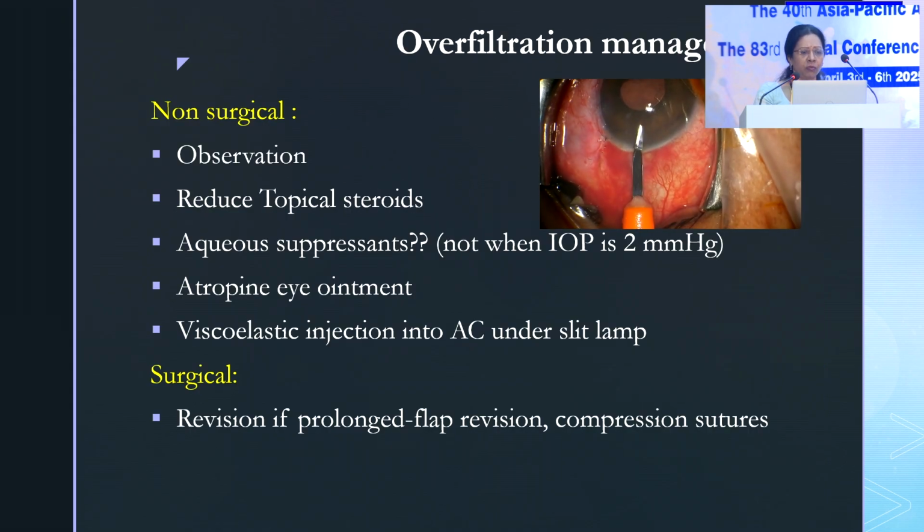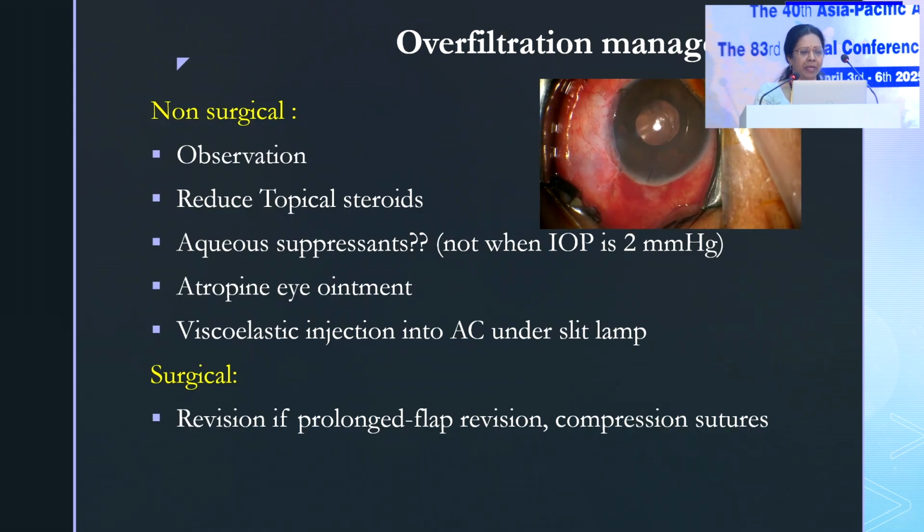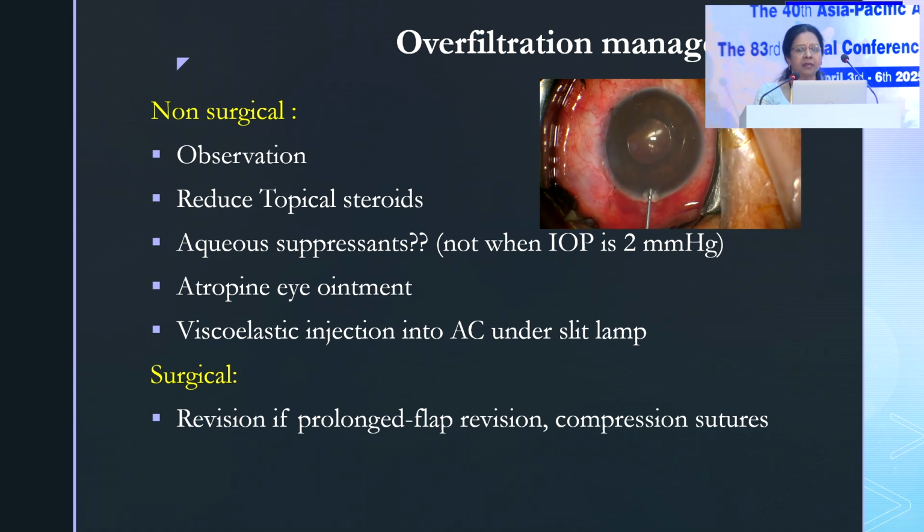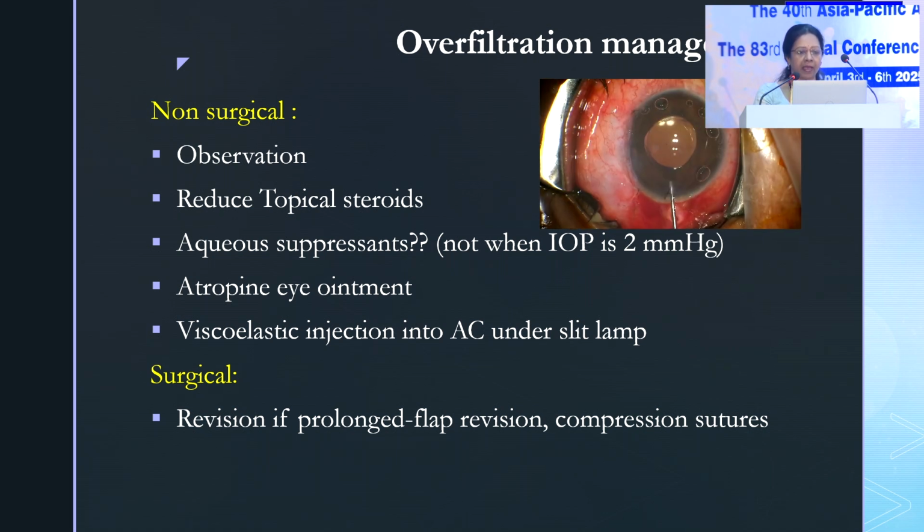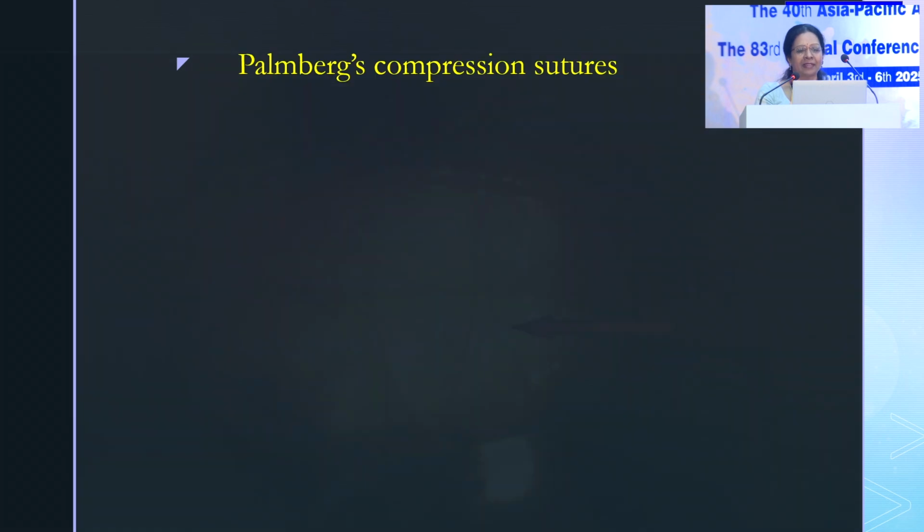So how do you manage overfiltration? You can observe for some time by giving atropine eye ointment and wait for the pressures to slowly build up. You can even reduce topical steroids to hasten the healing process, or give a viscoelastic injection into the anterior chamber. This can be done as an office procedure or in the operation theatre. Surgically, you will have to think of suturing the scleral flap if, in spite of all these conservative measures, the pressures are still low and the chamber flattens.